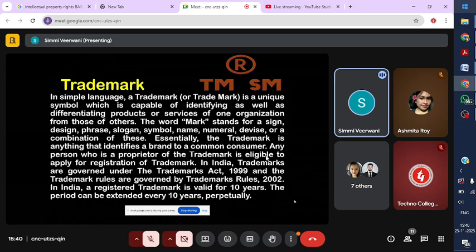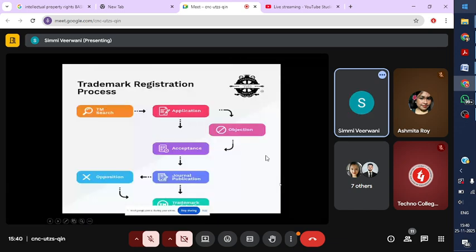Now, let us see how a trademark is registered in India. First, you are responsible for searching the trademark, that is, checking that the mark you are seeking registration for does not match any already existing trademarks. After that is done, you need to classify which class it would fall under. Then the application is filed with the trademark registry.